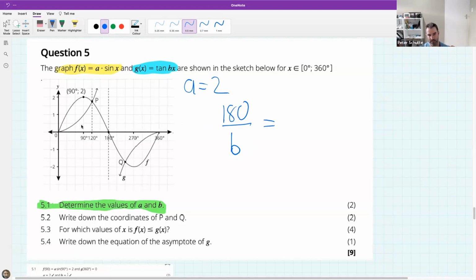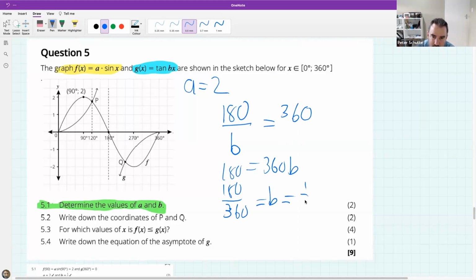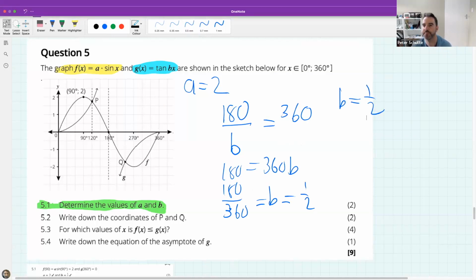It feels to me like this tan graph's period is no longer 180. In fact, normally the asymptotes are at 90. So now that they're at 180, I think that the period here is 360. So what is B going to be? Well, I can get 180 equals 360B. And then I can go, what is 180 over 360? And it's going to be a half. So B is a half.